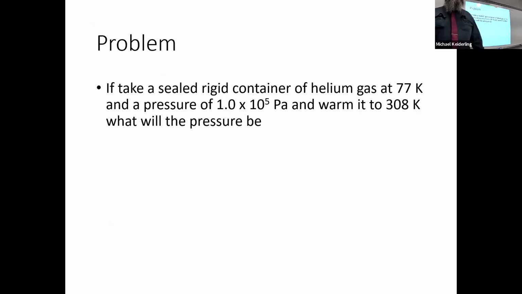So if you take a sealed, rigid container of helium gas at 77 Kelvin and a pressure of 1 times 10 to the 5th pascals, and you warm it up to 308 Kelvin, what will the pressure be? So sealed says N is fixed. Rigid says volume is fixed. And temperature is changing and pressure is changing.